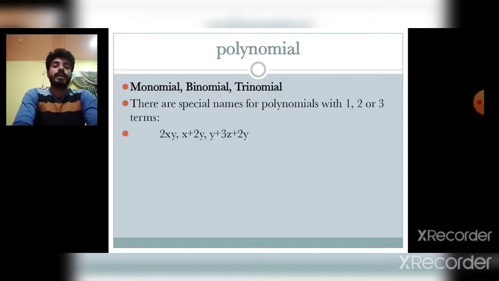Polynomials have three special types: monomial, binomial, and trinomial. A monomial contains one term, a binomial two terms, and a trinomial three terms. There are special names for polynomials with 1, 2, or 3 terms.